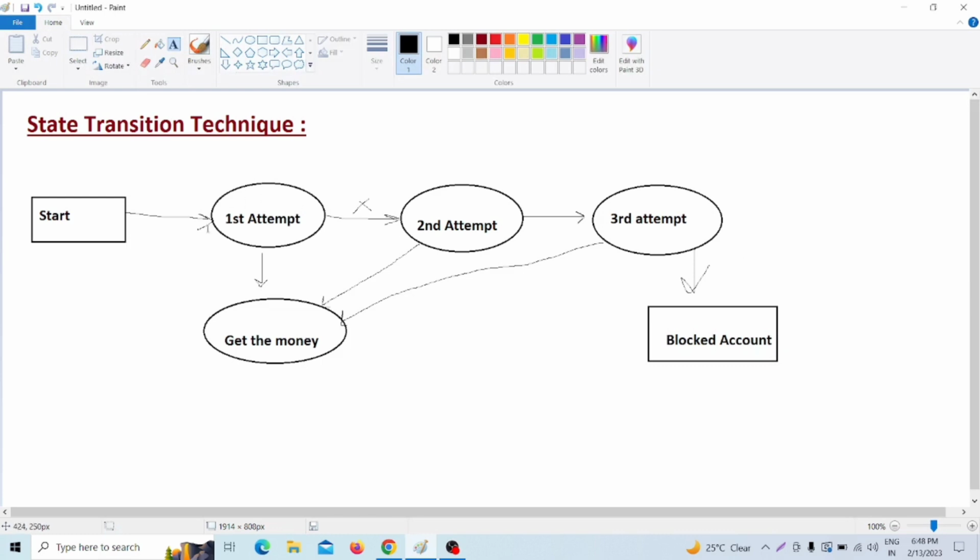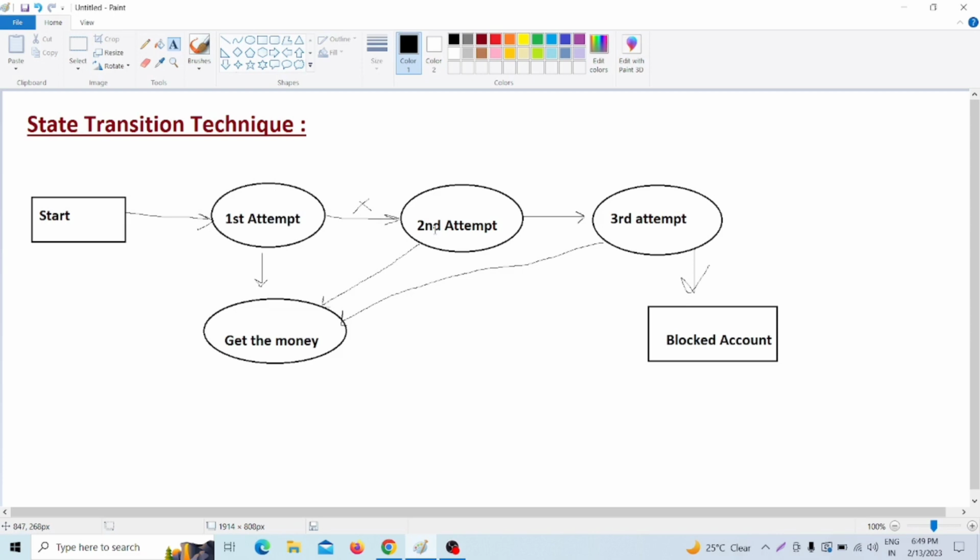Now from the first, so what is the first stage? The first stage is that we have to start the ATM. The ATM is starting. Now we are inserting our ATM card into the ATM machine. Now we are giving the ATM pin number. For the first attempt, if any user gives the correct pin number, then we can get the money. But if in the first attempt the user puts some wrong pin number, then we cannot get the money. Then again we can go for the second attempt or second time try.